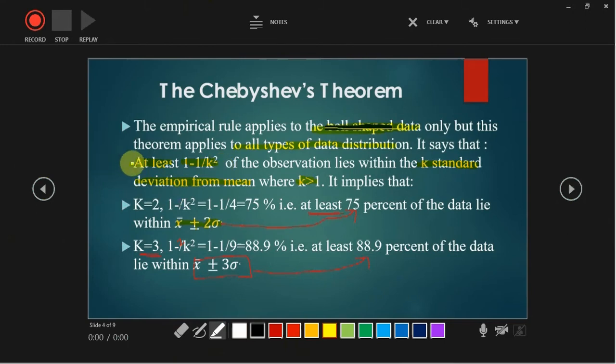Two things are important here. The first thing is that the value of k is greater than 1. A value of k greater than 1 means we can talk about the range mean plus minus 2 standard deviations, 3 standard deviations, and so on. But we cannot derive how much of the observations lie within 1 standard deviation, because if we put k equals to 1, it is 0.